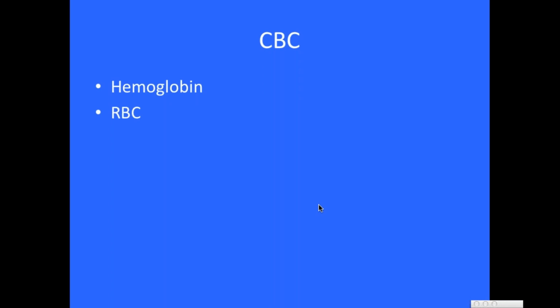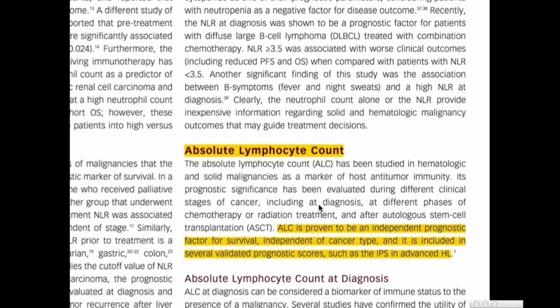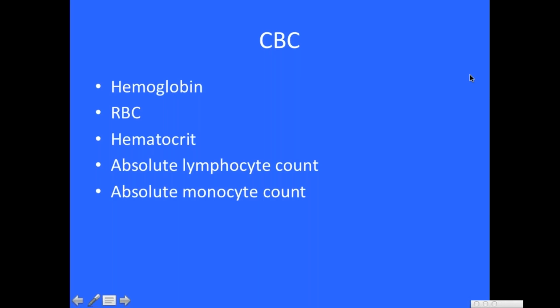The red blood cells, similarly, if the red blood cells start to go down, it is similar to the hemoglobin. Hematocrit, same thing. Absolutely, lymphocyte count is also very useful. Here it says in yellow, the absolute lymphocyte count is proven to be an independent prognostic factor for survival, independent of cancer type, and it is included in several validated prognostic scores such as IPS and advanced, I think HL is lymphoma. In any case, the absolute lymphocyte count would be one way to look at it.